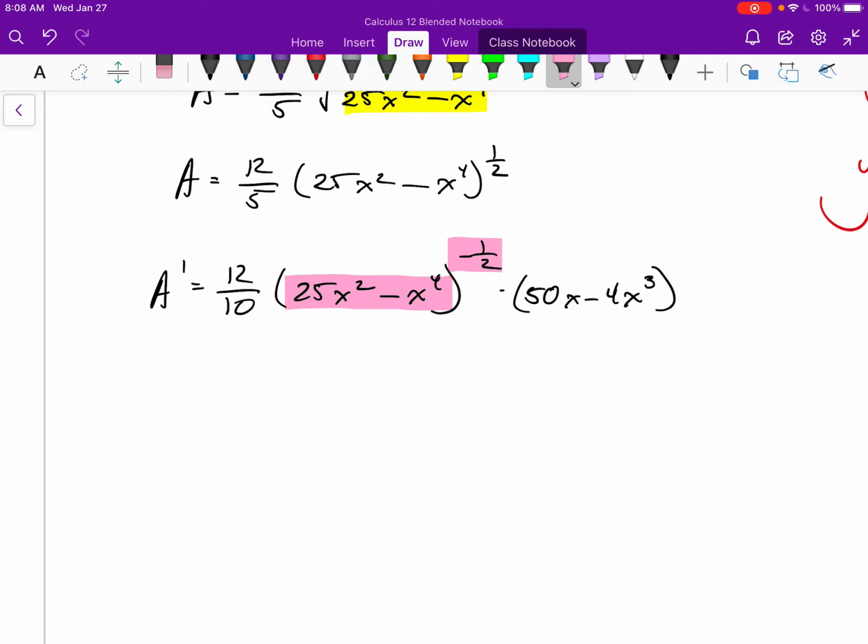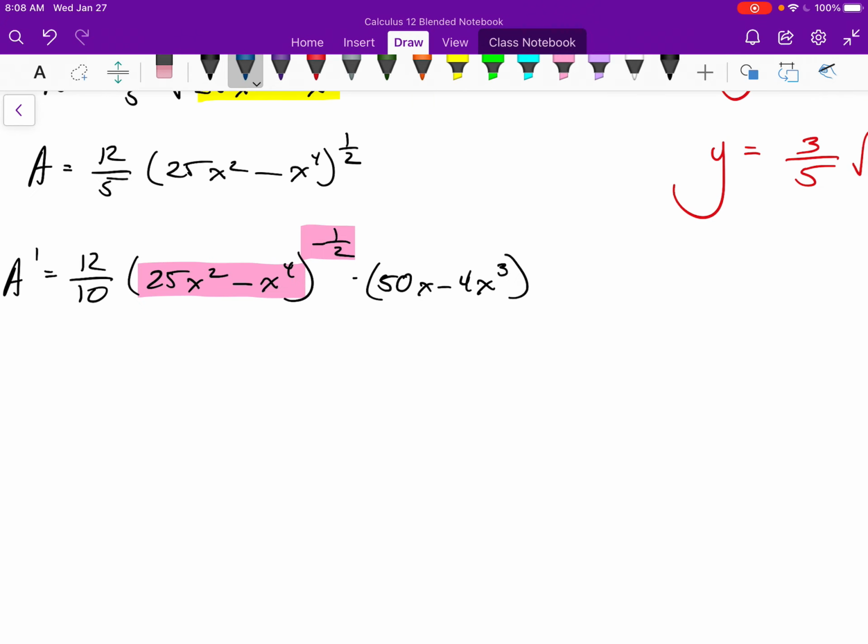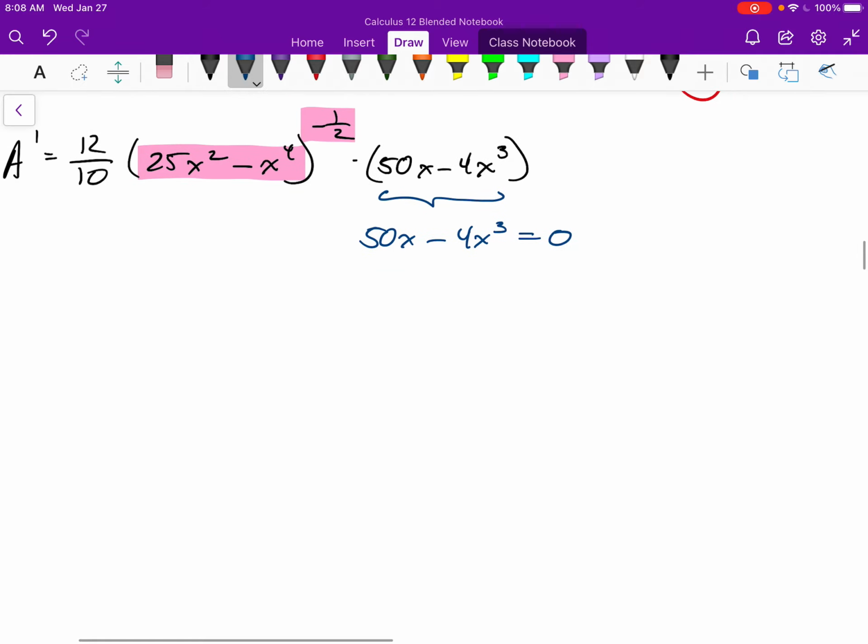Again, like I mentioned before, finding critical points where your derivative does not exist will never lead to an optimal value. So I just need to focus on this part right here. This is my numerator. I want to make this equal to 0. OK, now this actually is quite similar to before. Take out a factor of 2x.